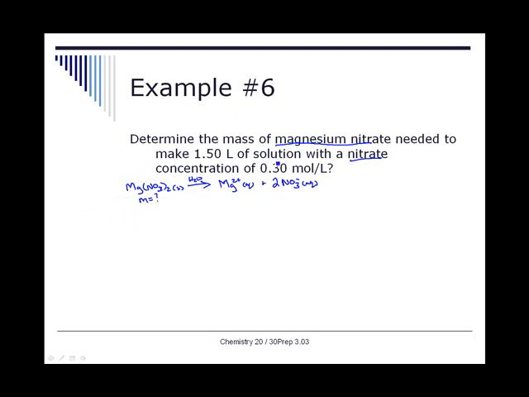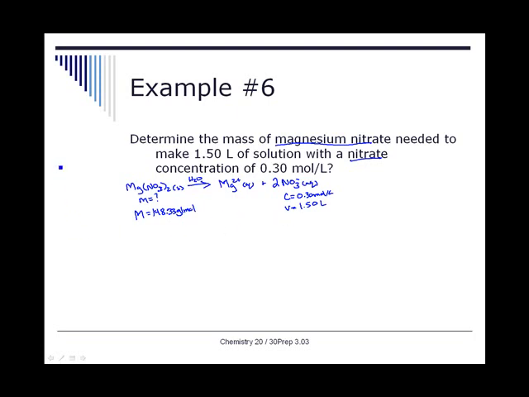The volume of solution I'm going to put under the ion that I know the most about. So I know the concentration of nitrate is 0.30 moles per liter. And so I'm going to put the volume underneath that because concentrations are related to the volume of solution that they're in. In order to find mass, I'm going to need molar mass, so I'm going to find that as well. So the molar mass of magnesium nitrate is 148.33 grams per mole.